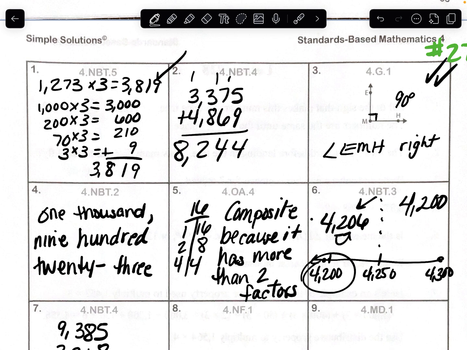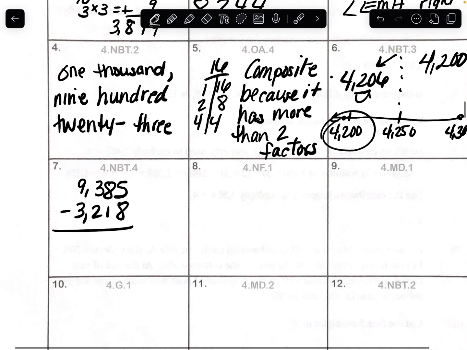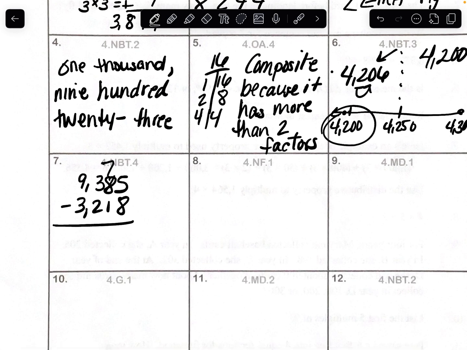All right, number 7, we're looking for the difference. Right off the bat, we are regrouping. Make this a 15. And then it is clear to subtract all the way through for 6,167.